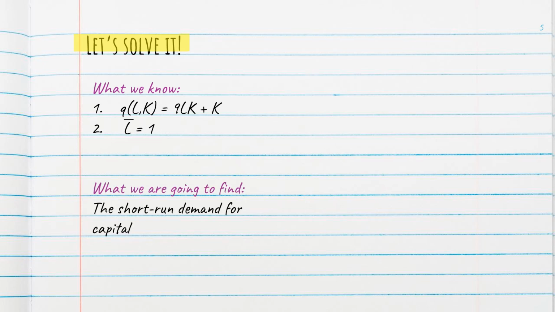Let's see how simple it is to solve this problem. Here's what we know. We have our production function, 9L times K plus K, and we have our fixed amount of labor, L is equal to 1. Our goal is to find the short-run demand for capital.